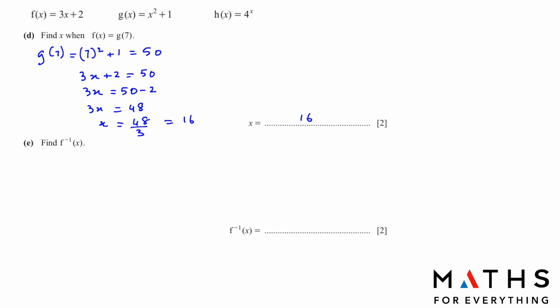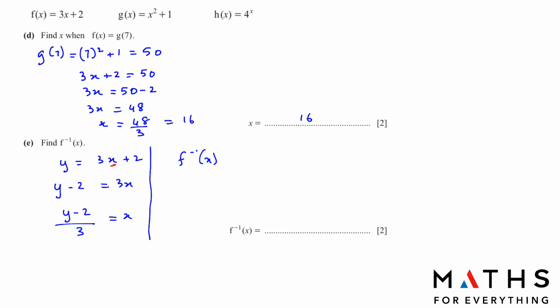Find f inverse x. In place of f of x, we are going to write y. And we have to make x the subject. So we have to shift everything to the other side. We will start with shifting the plus or minus. So plus 2 will become negative 2. And 3x means 3 multiplied by x. When we shift it to the other side, it will be a divide. After you make x the subject, in place of x, write f inverse x. And replace y with x. So this is the answer, x minus 2 over 3.